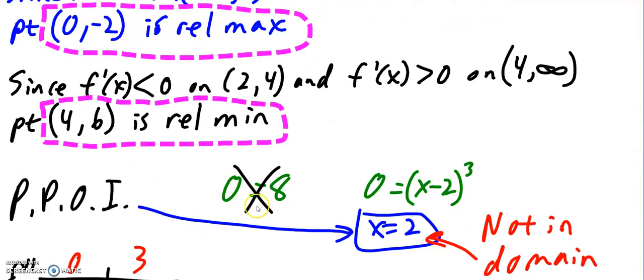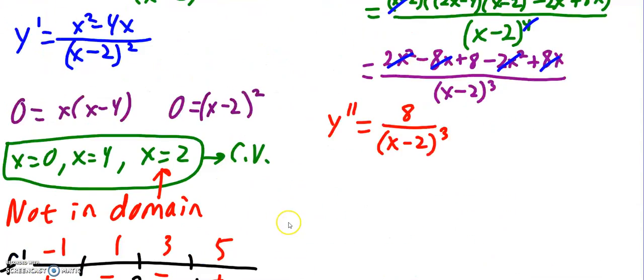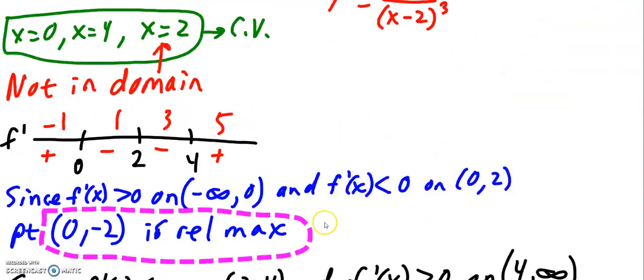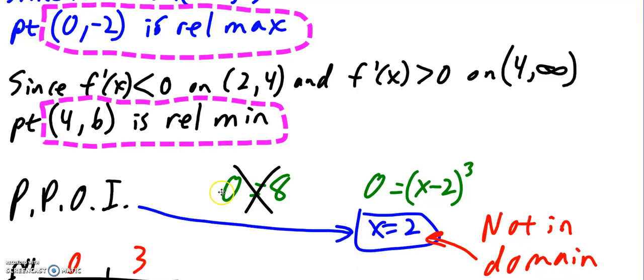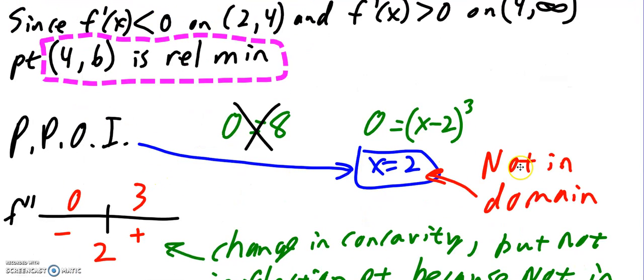Now I want to look for possible points of inflection. Well, I take my second derivative, set the numerator equal to 0 and the denominator equal to 0. 8 doesn't equal 0, so that doesn't do anything for me. And I end up with x equals 2 for a possible point of inflection. But again, that is not within my domain. So at this point, I can stop. That cannot be an inflection point because it's actually a vertical asymptote.